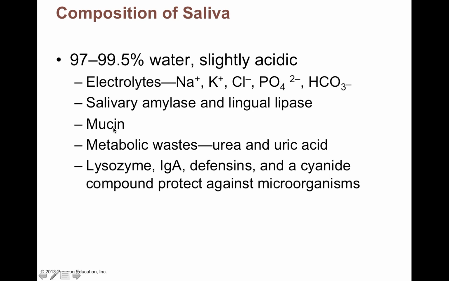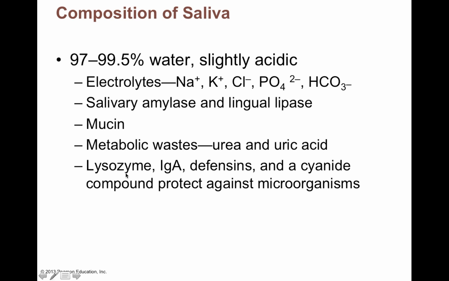Mucin is the binding agent, right? And then we also have metabolic wastes that are incorporated in the saliva. So things like urea and other nitrogenous wastes could be incorporated into your saliva so that when you swallow your saliva, those wastes are eliminated along your digestive tract. So eventually they end up in feces, right?